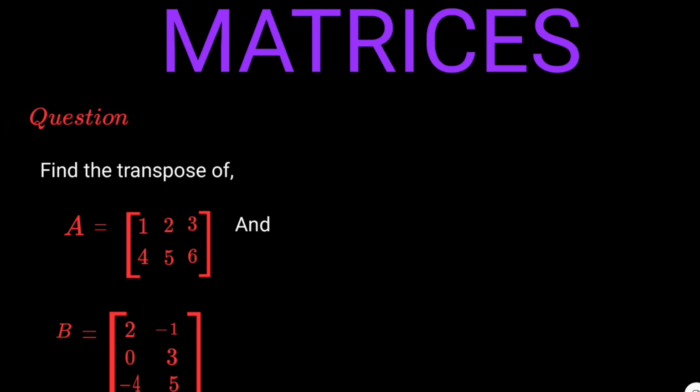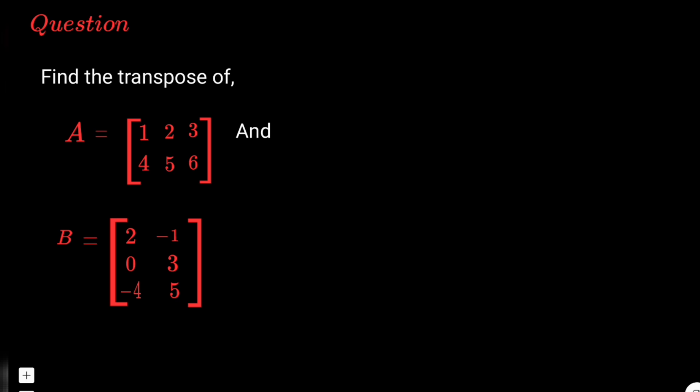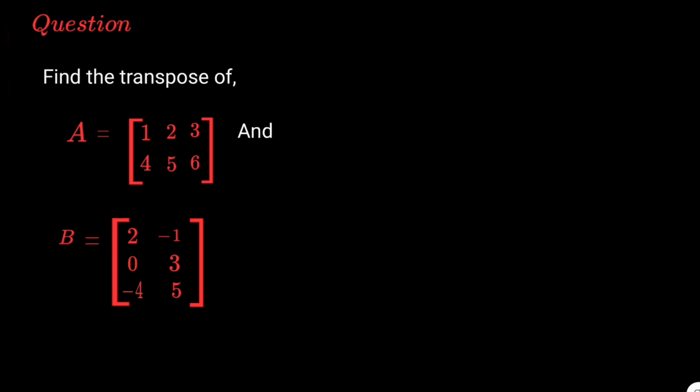In this video, we are going to solve a question on the transpose of matrices. The question says find the transpose of A, which is given as that, and B, which is given as that. To find the transpose of two matrices, we are simply reversing the rows and the columns, replacing the rows with the columns and the columns with the rows. So it is a very simple solution.